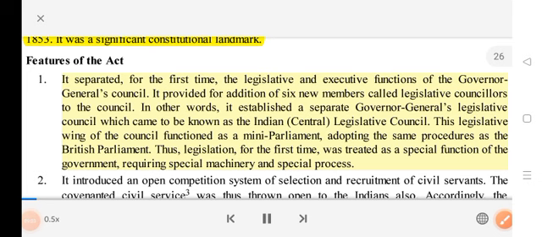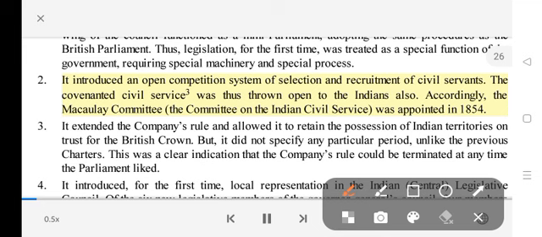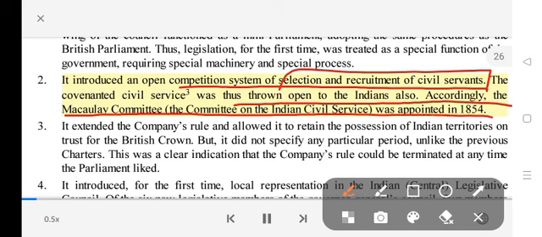It introduced an open competition system of selection and recruitment of civil servants. The Covenanted Civil Service was thus thrown open to the Indians also. Accordingly, the Macaulay Committee, the Committee on the Indian Civil Service, was appointed in 1854.